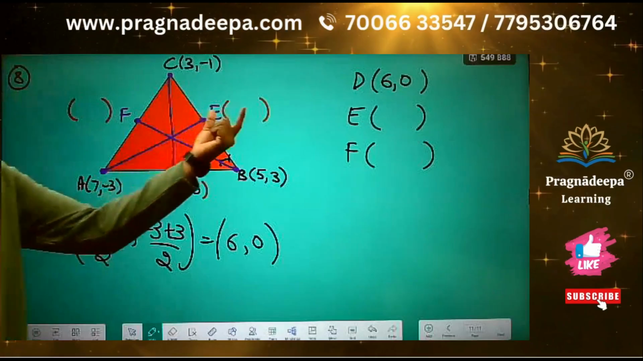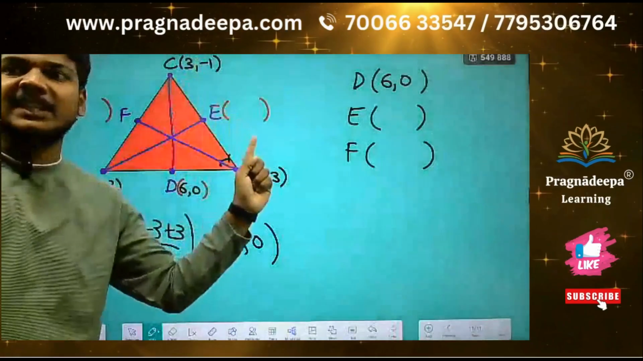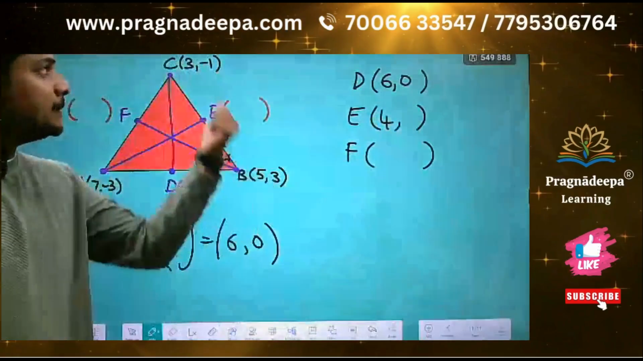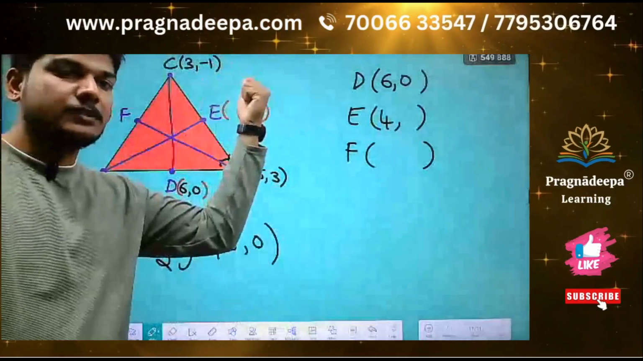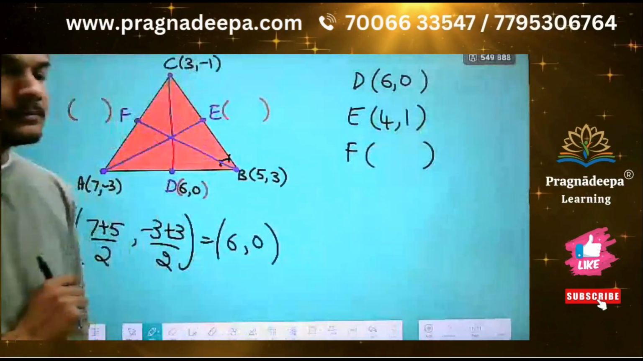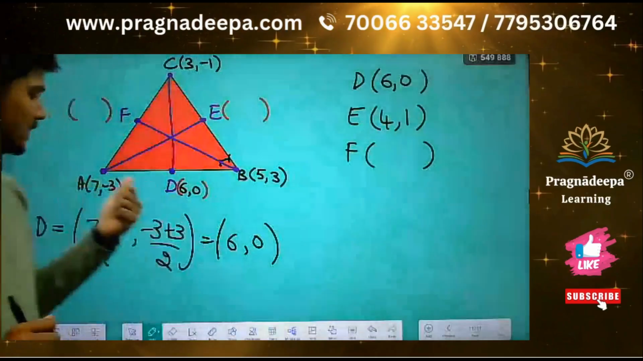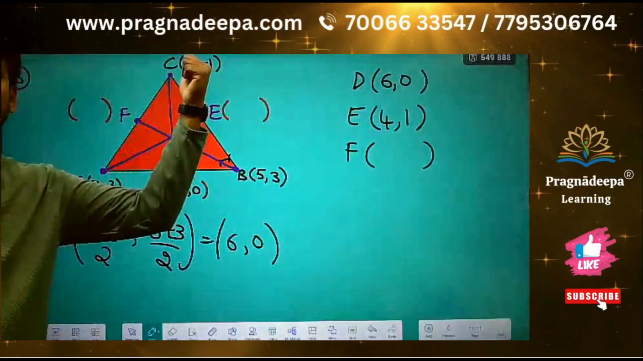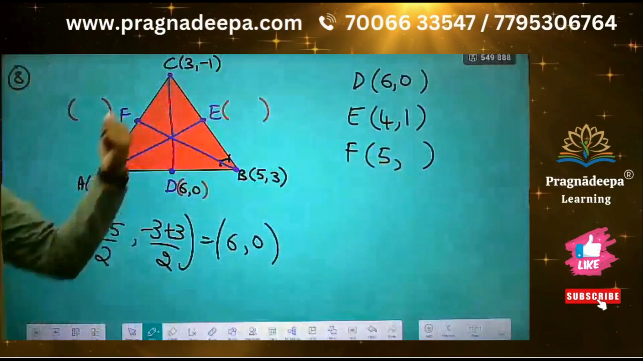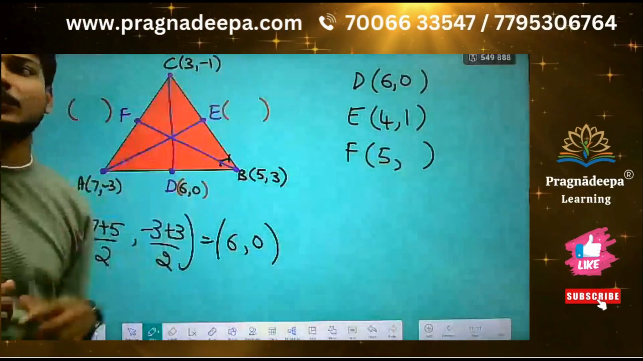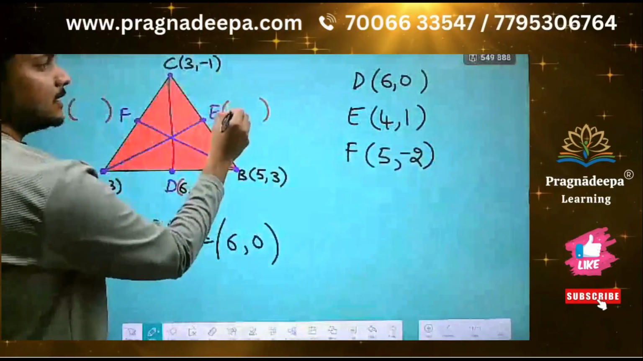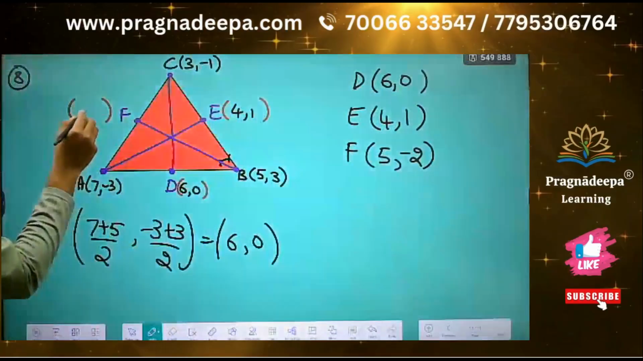Coordinates of E, 5 + 3 is 8. 8 by 2 means 4. 3 + -1, that means 3 - 1 is 2. 2 by 2 is 1. So 4, 1. Coordinates of F, 7 + 3 is 10. 10 by 2 means 5. -3 - 1 is -4. -4 by 2 is -2. So these are the coordinates of D, E and F.